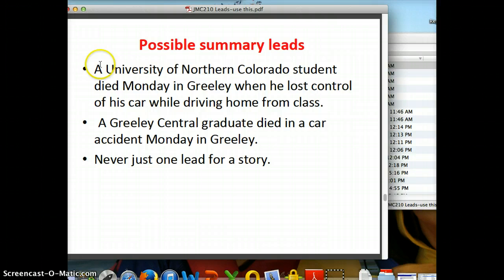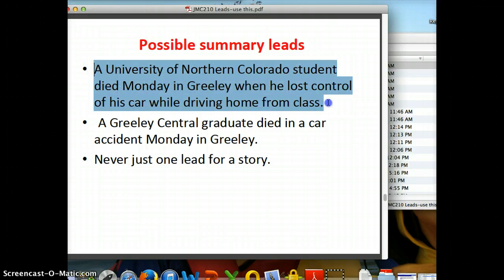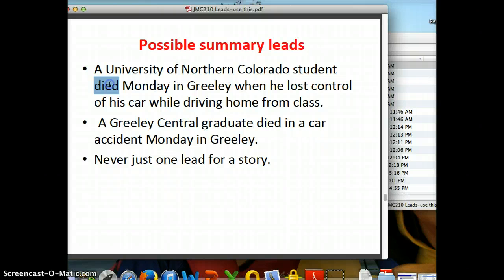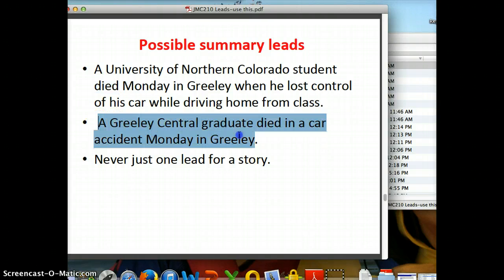So here's some leads that I wrote. Let's see if yours compares to this one. A University of Northern Colorado student died Monday in Greeley when he lost control of his car while driving home from class. Notice I said died and not dies. Here's another one. A Greeley Central graduate died in a car accident Monday in Greeley. So you've got the who, a Greeley Central graduate, what, died, how in a car accident, when, Monday, where, Greeley.